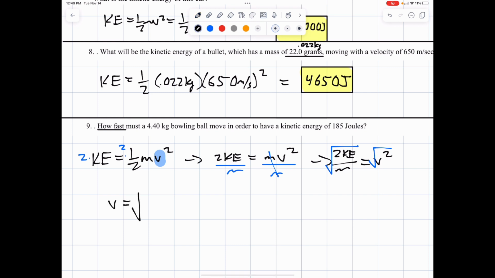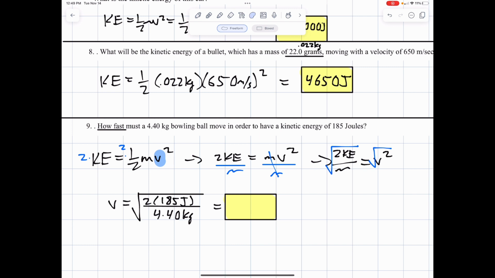So it's going to be the square root of 2 times the kinetic energy, 185 joules, divided by the mass, which was 4.40 kilograms. Please take a moment to put that in your calculator. I would start by going 2 times 185 equals, divide by 4.4 equals, and then square root that answer. Should get somewhere in the neighborhood of about 9.17 meters per second.